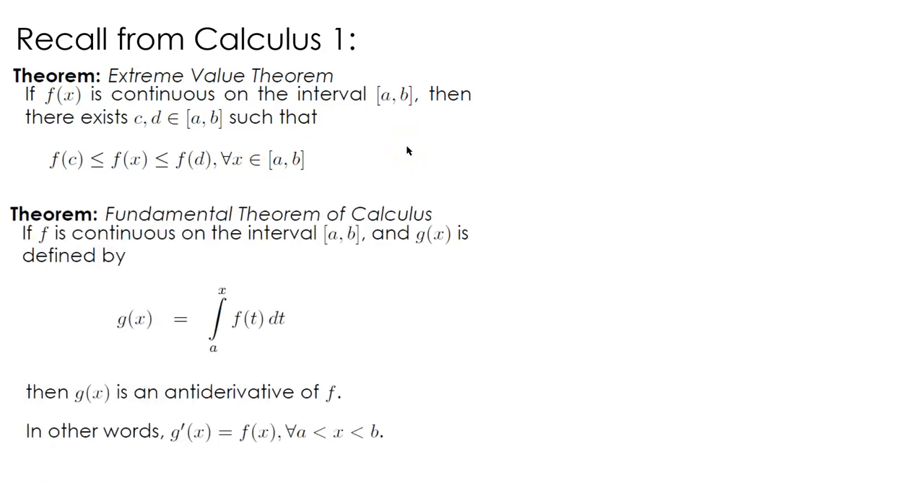The fundamental theorem of calculus says that if f is continuous on the interval [a, b] and g of x is defined by g of x equals the integral from a to x of f of t dt, then g of x is an antiderivative of f. In other words, g prime of x is f of x for all the x between a and b, basically wherever f of x is defined. So let's do a proof of this.